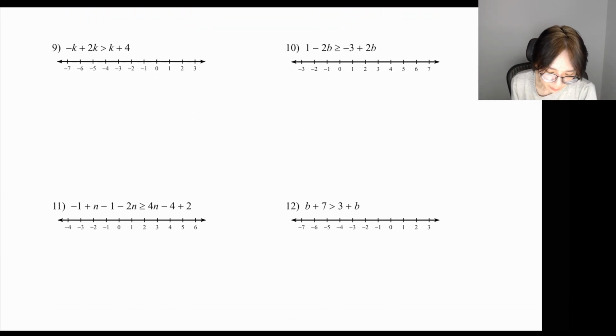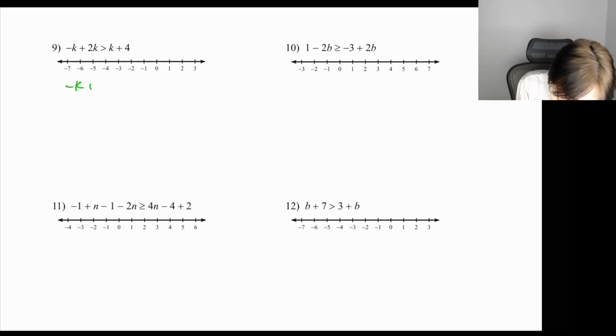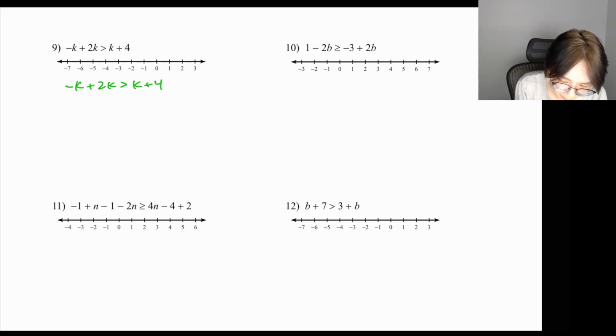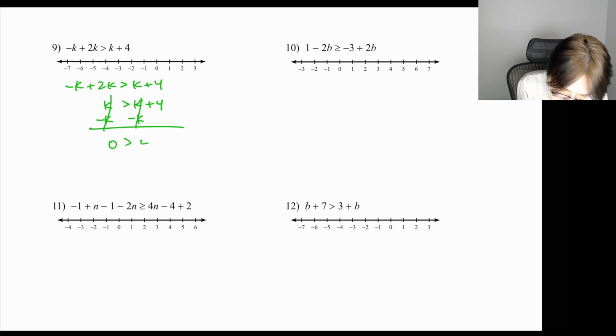Now we have some with variables on both sides. Negative k plus 2k is greater than k plus 4. Here, these are actually common terms, so we're going to combine them. It's going to be like a negative 1k plus 2k. So negative 1 plus 2 is just 1k, so it's just k. Now we're going to subtract k from both sides. That cancels out. It should just be 0 is greater than 4. Is 0 greater than 4? No, so this one has no solution.